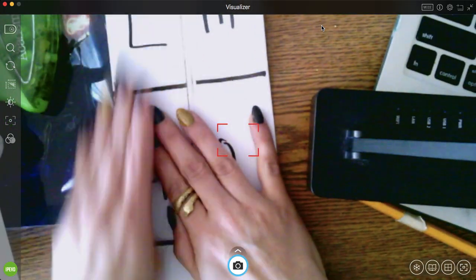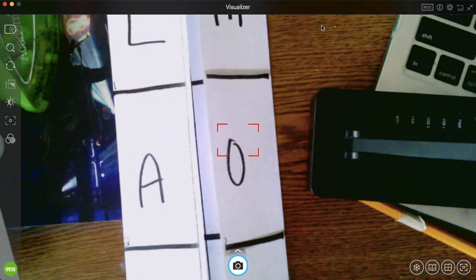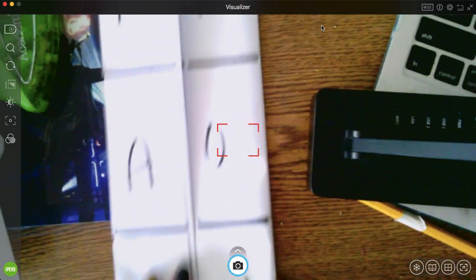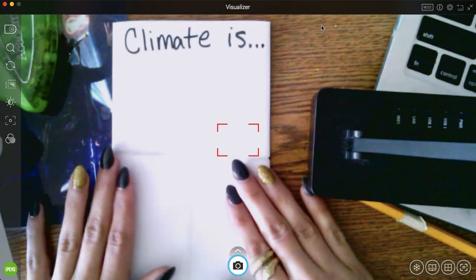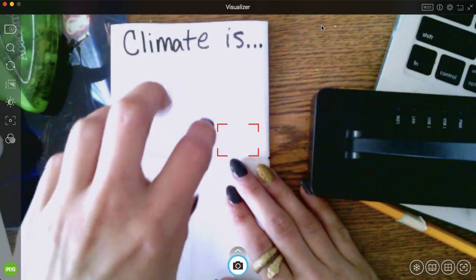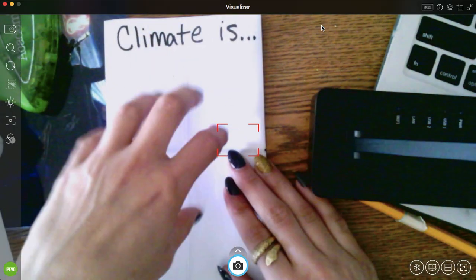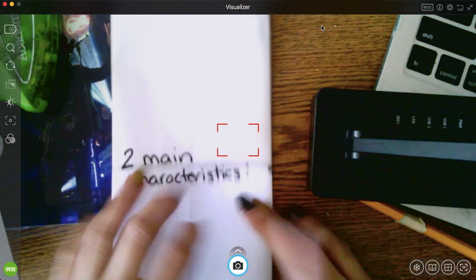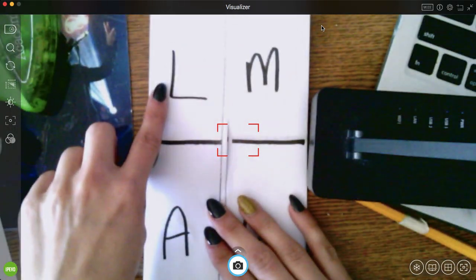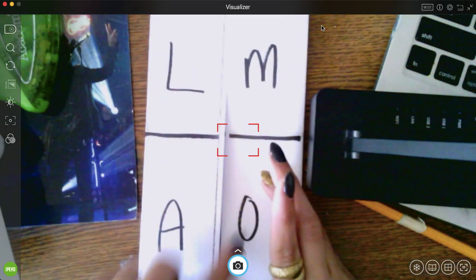And we are going to actually start on the back. So everything that's on the slides will go in their appropriate little boxes. We're going to start with what is climate and its two characteristics, and then we'll bounce back to this side and we'll do L-A-W-M-O-W. All right, so let's go to the notes.